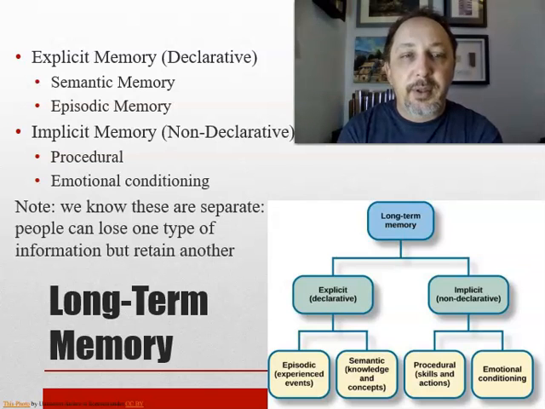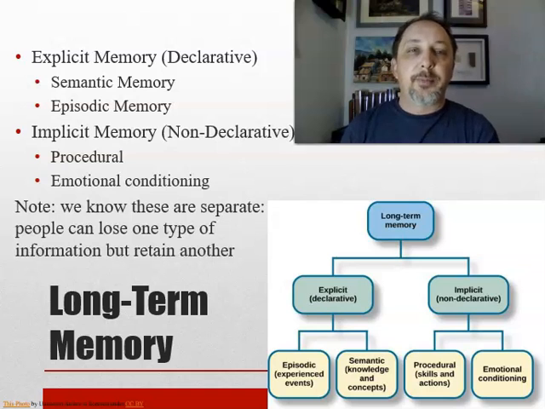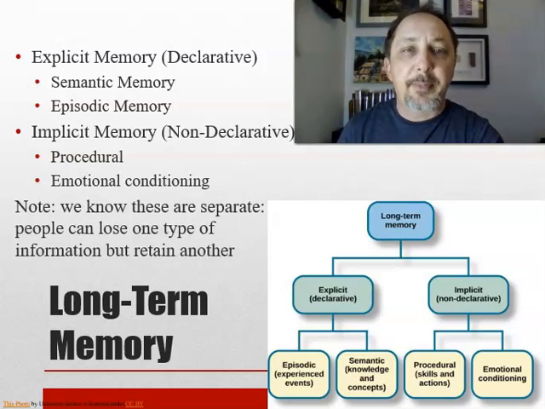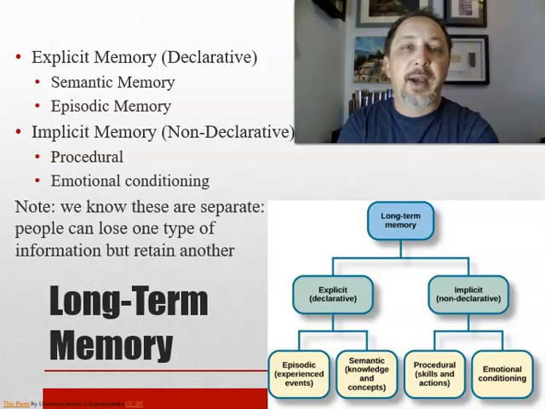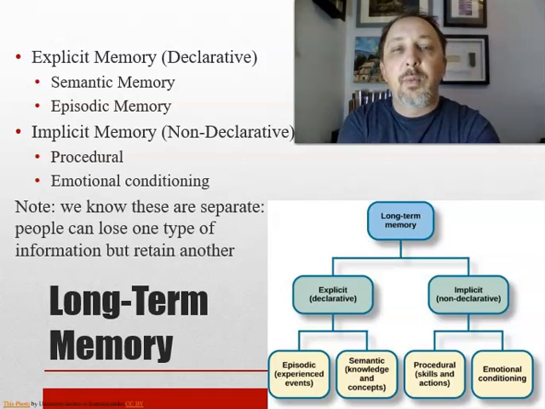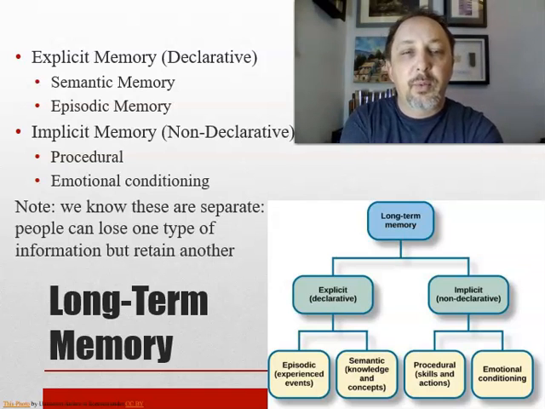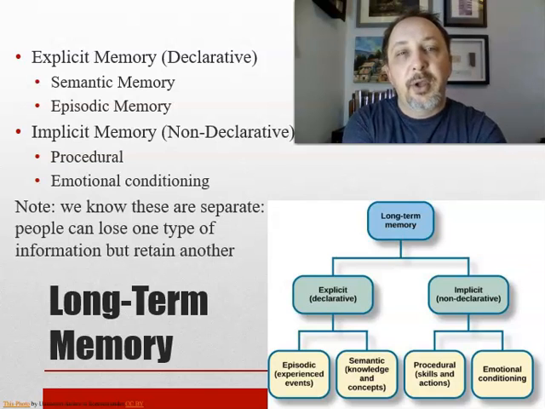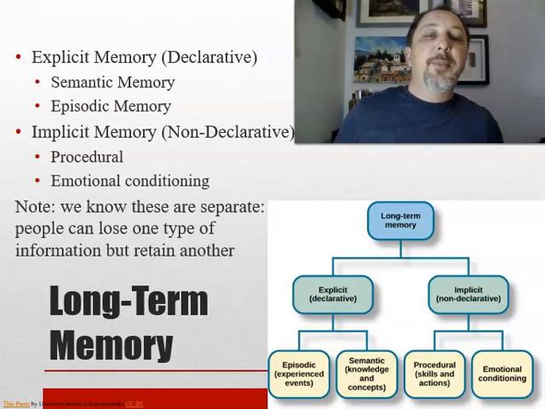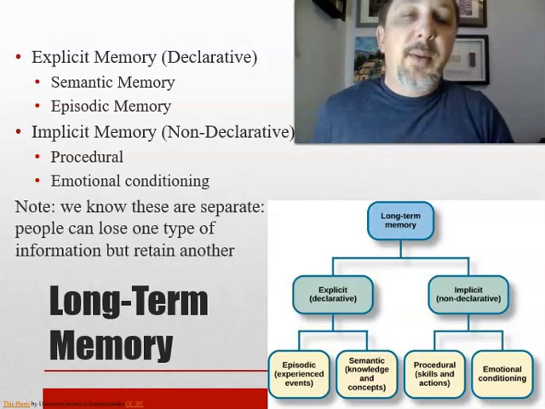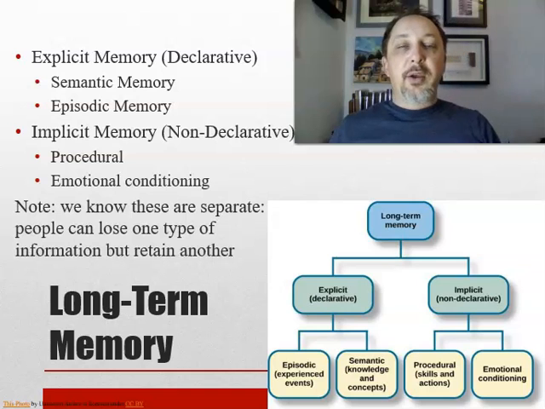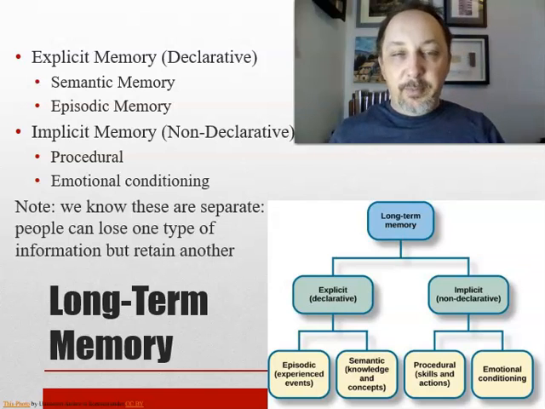Implicit memory is broken down into procedural and emotional conditioning. So maybe something happens and you have this immediate response to it, this very fast emotional response. We really tend to focus more on the procedural, which is skills and actions. How to drive a car, how to ride a bike, these are procedural skills. How about this one? The break between semantic and procedural. Knowing versus doing, in a way, right?